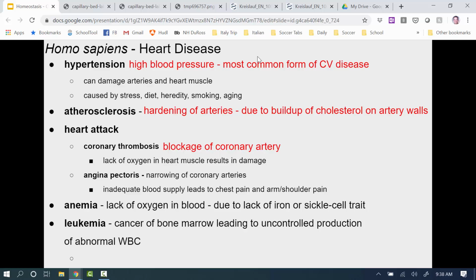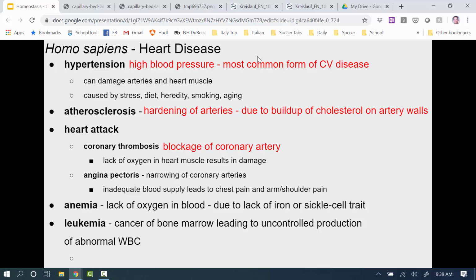When people are deficient in iron, iron is one of the molecules in red blood cells that allows them to carry oxygen. If we don't have enough iron, our red blood cells can't carry enough oxygen. Other times it could be due to genetic conditions like sickle cell trait, which is when cells are misshapen because of a mutation in the gene for hemoglobin.